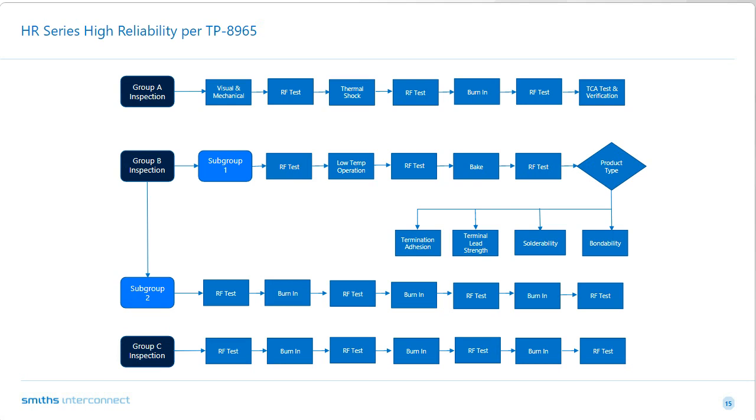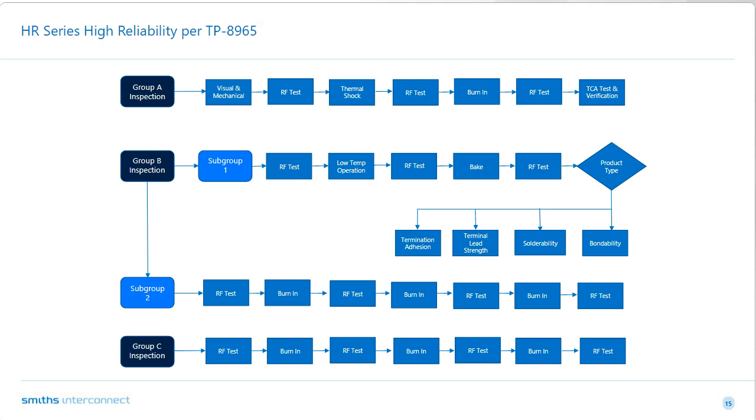And then depending on which product type, we would do some termination adhesion or solderability. And if the product's wire bondable, we do wire bond testing to ensure there's good adhesion of that gold to the component. The subgroup 2 has a life test in it, which is a burn-in. This is typically for about 1,000 hours. We take measurements at 200 and 500 hours to make sure there's no problems during that process.